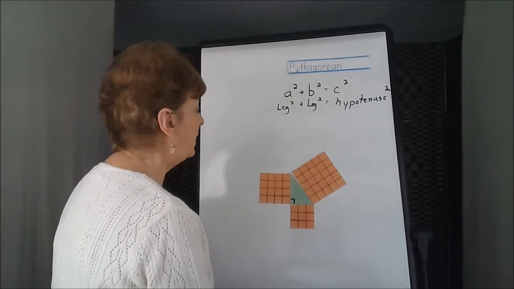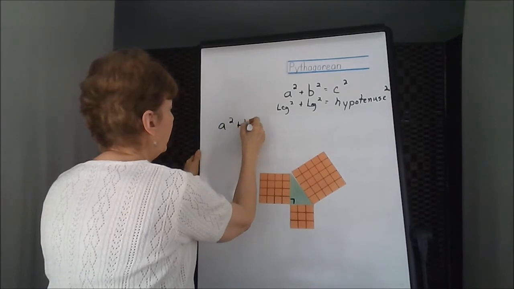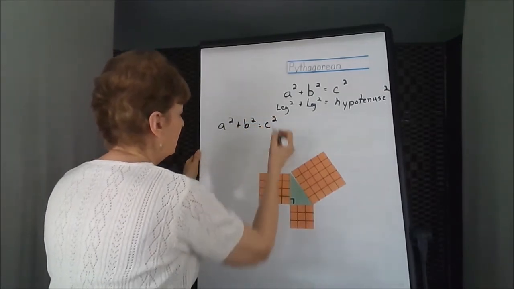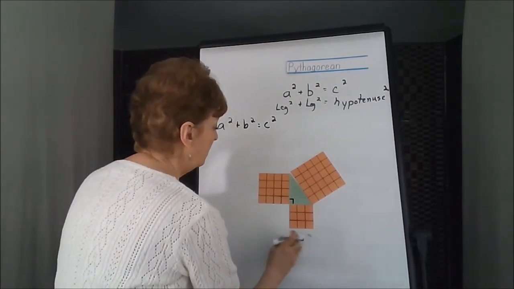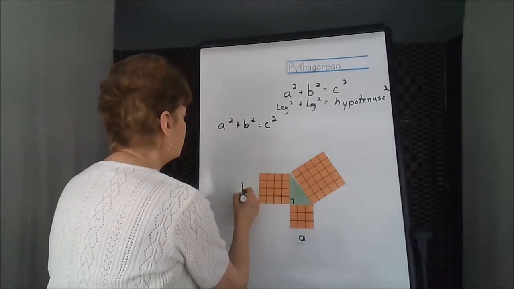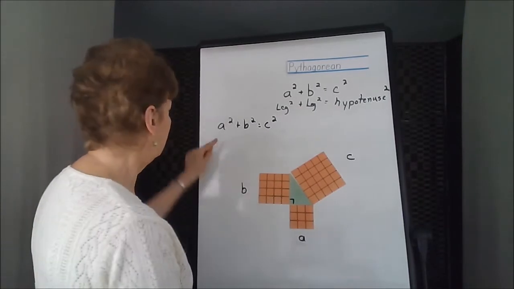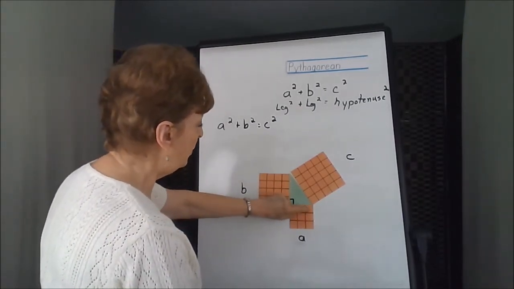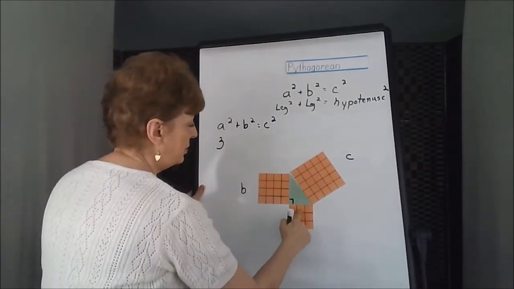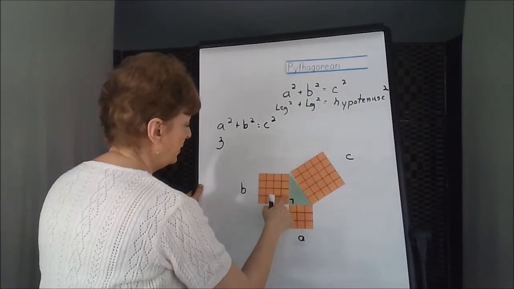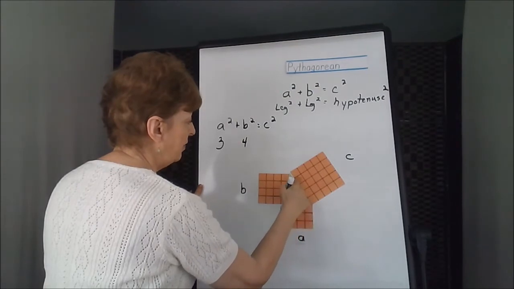We're going to take the formula a squared plus b squared is equal to c squared. We're going to call this one A. That's this leg we'll call A. Let's call this leg B. And we have to call the hypotenuse C. A, we had 1, 2, 3. It measured 3. See 3 blocks, 1, 2, 3. And B measured 1, 2, 3, 4 blocks. And C measured 1, 2, 3, 4, 5 blocks.